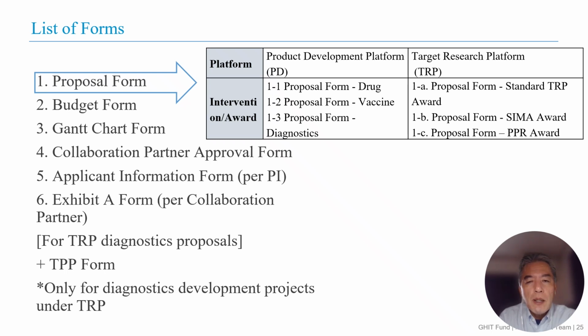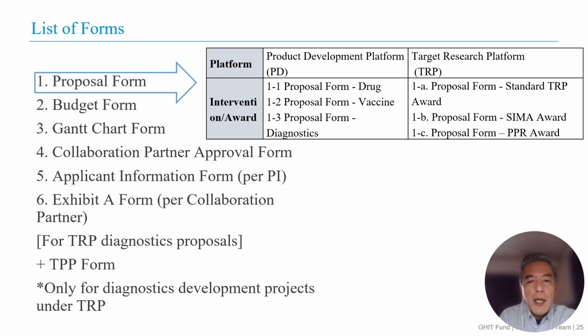Proposal form, the core document of your submission. It's typically 20 to 30 pages long, and you may attach up to 20 pages of supporting documents. There are different types of proposal forms depending on the platform and intervention type. PD proposals use separate forms for drugs, vaccines, and diagnostics. TRP proposals use different forms for standard TRP, CIMA, and PPR hours. Please make sure you use the correct form.